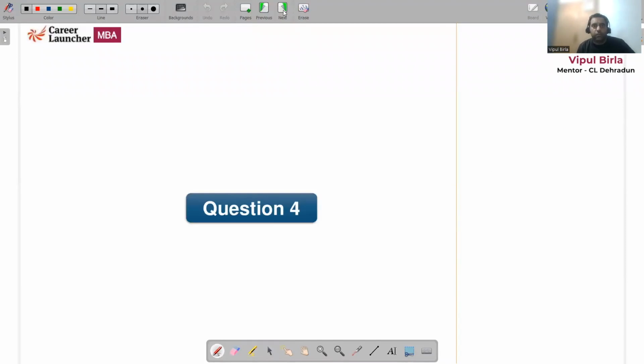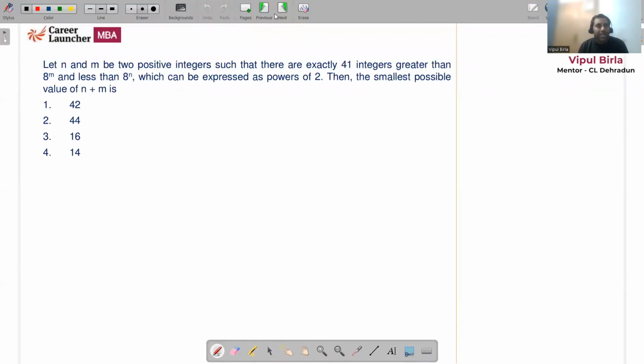Let's look at question number 4. Let n and m be two positive integers such that there are exactly 41 integers greater than 8 to the power m and less than 8 to the power n, which can be expressed as a power of 2. Find the smallest possible value of n plus m.